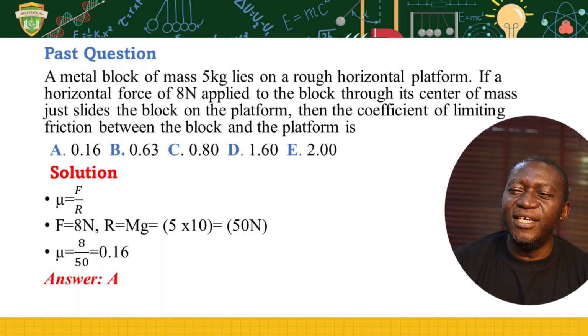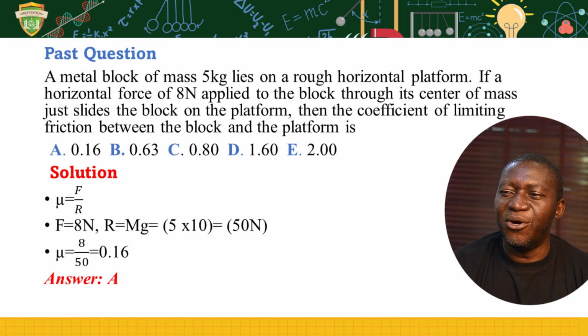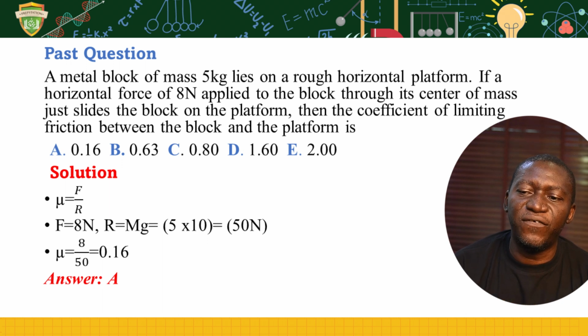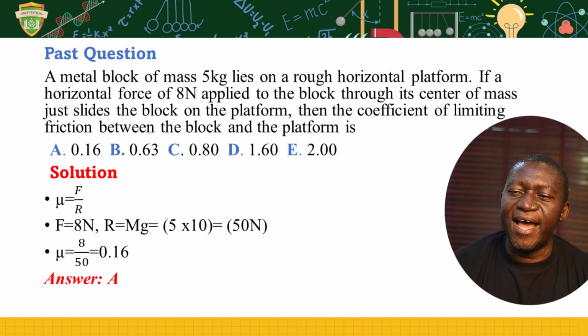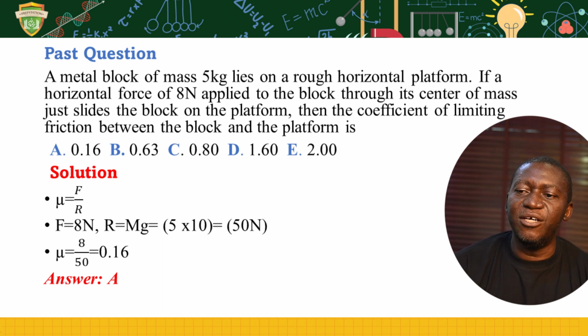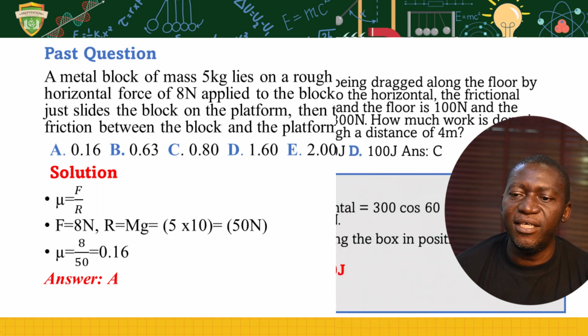The mass in question here is 5 kilograms, while the horizontal frictional force is given as 8 newtons. So if we convert the mass to weight, which will be 5 multiplied by 10, we'll have 50. So the ratio of the force to the normal reaction will give you 8 divided by 50, and then you have 0.16. Now, the coefficient of friction does not have units because both of them are represented in newtons and they will eventually cancel out. That's why you see that all the values here do not carry any units.